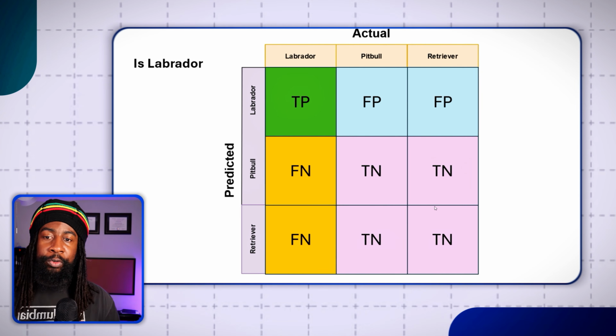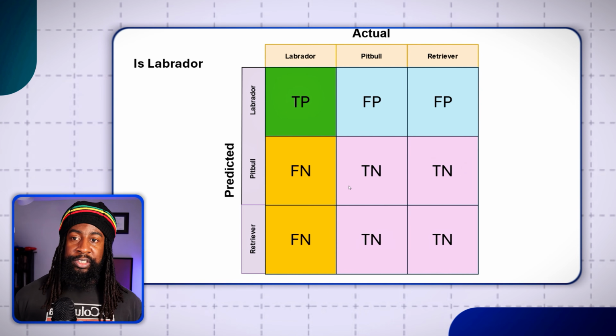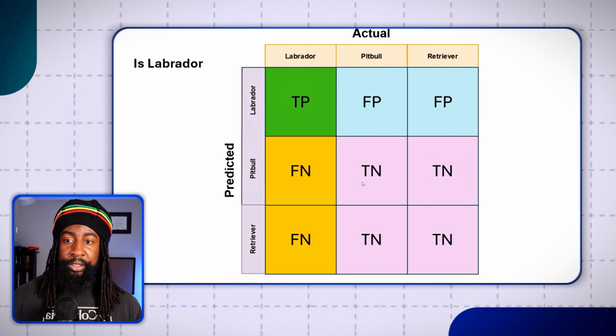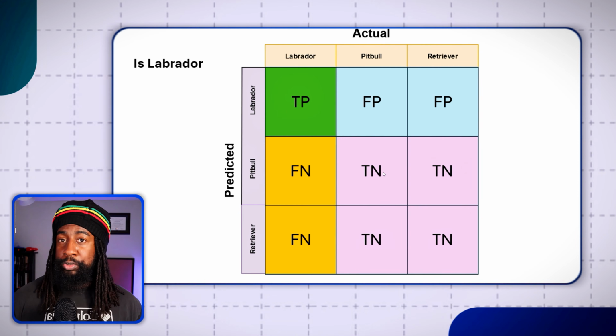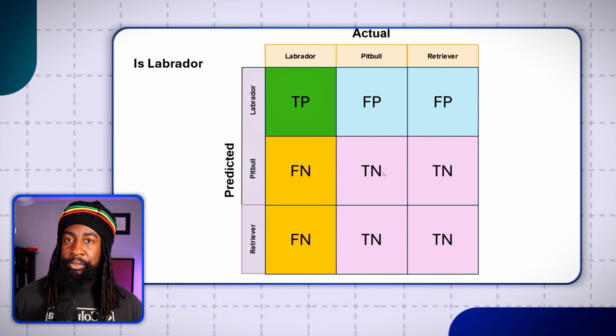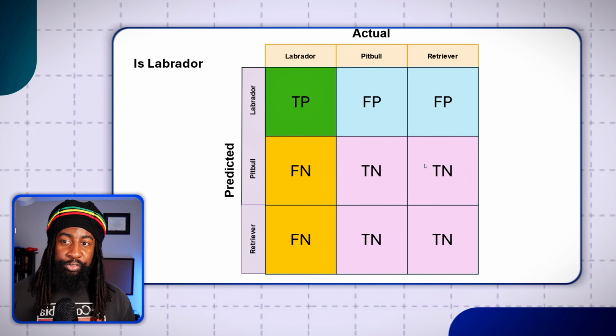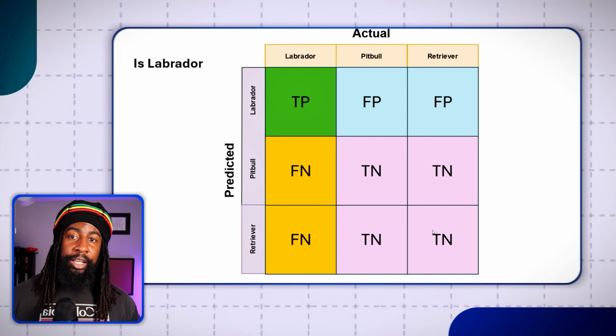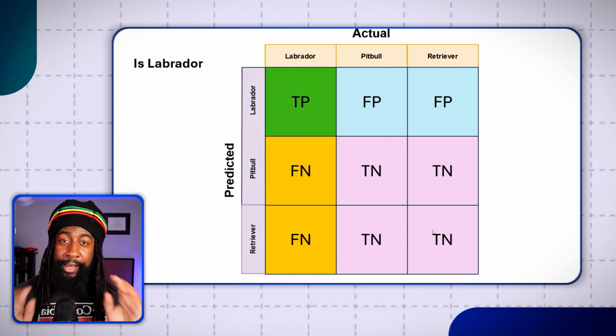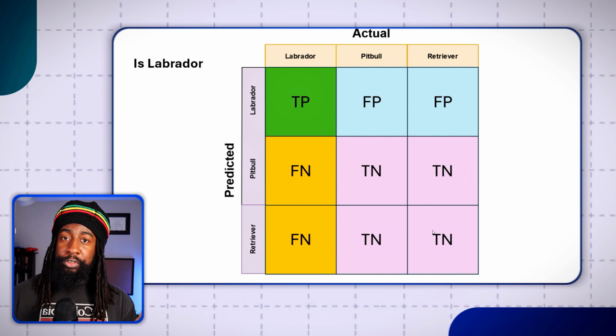So the remaining would be our true negatives, because the actual data is showing pit bull in the middle box here, and it predicted pit bull, but we know it's a Labrador. So both have accurately guessed incorrectly. That's a true negative. Again, with the retriever, both the actual data and the model are showing retriever. It's accurately incorrect. So those are our true negatives.